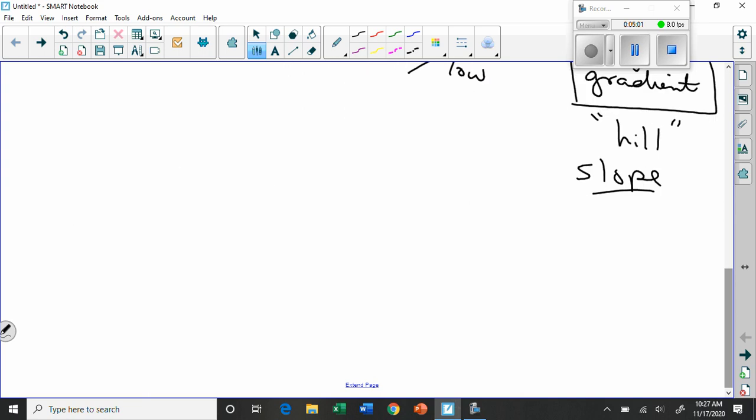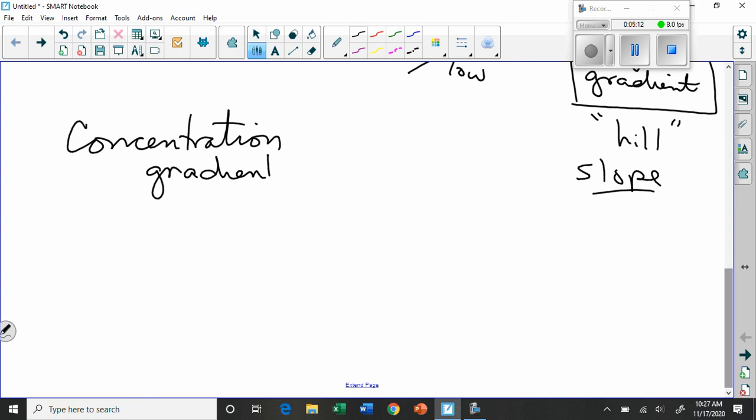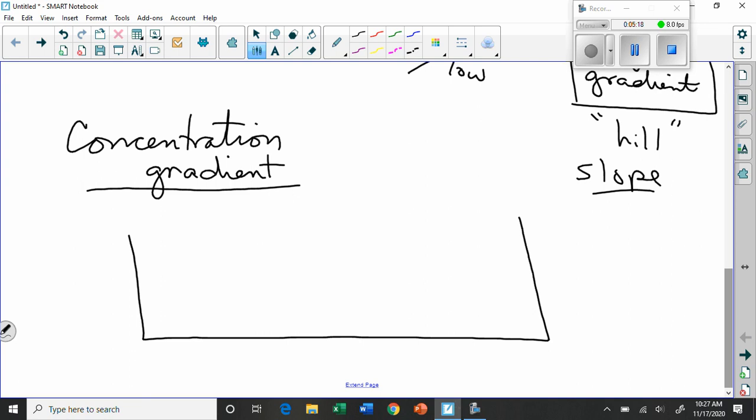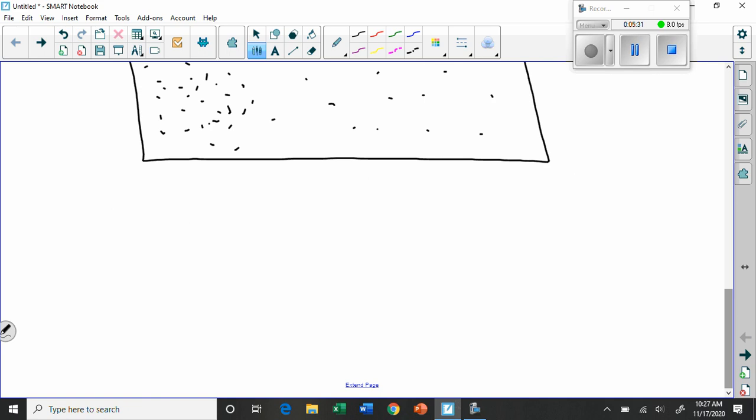So if we talk about what's called a concentration gradient, it's the same idea. A concentration gradient is a hill of concentration. Well, what does that mean? Well, if we take a space and we put lots of something on one side, pretend these are molecules dissolved in the water, and we have less of them over here, well, we could model that as a hill.